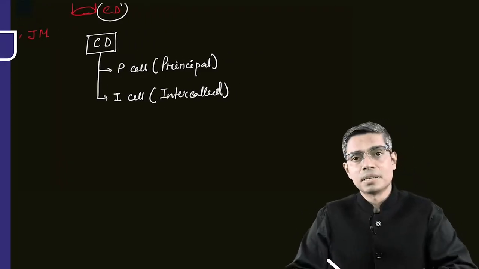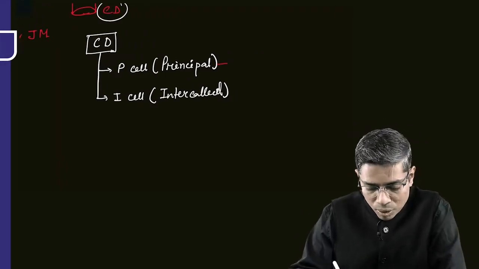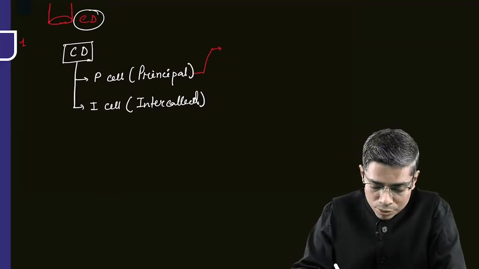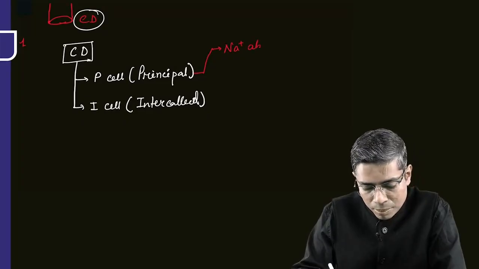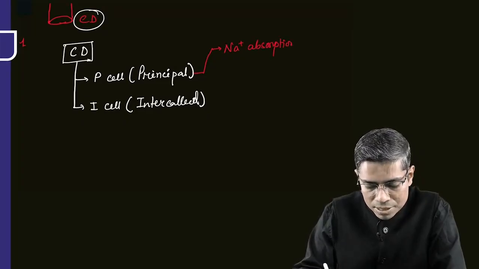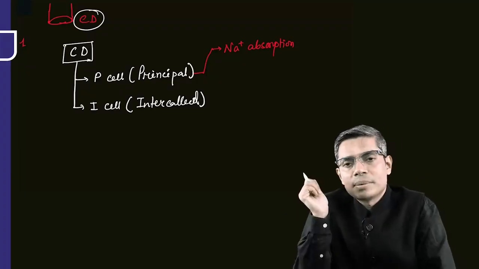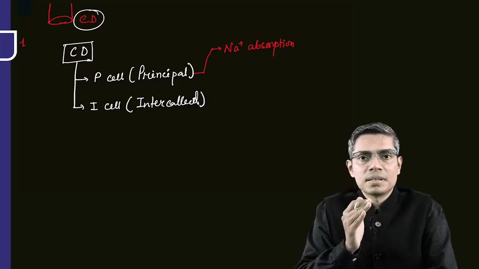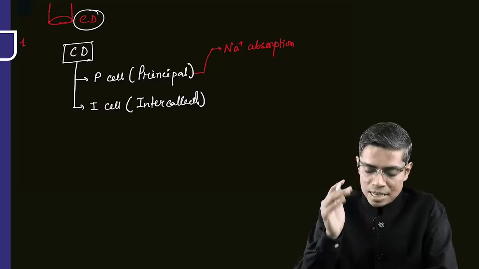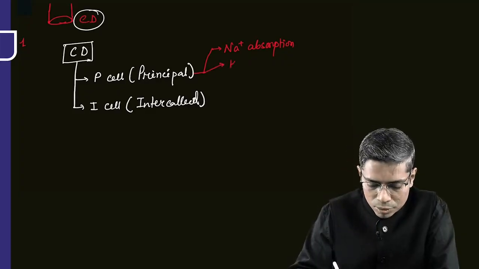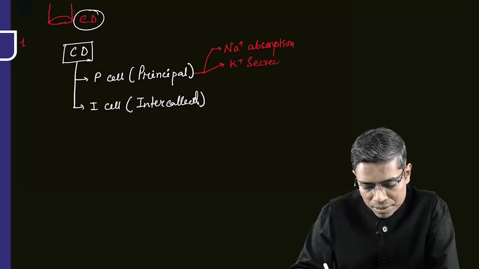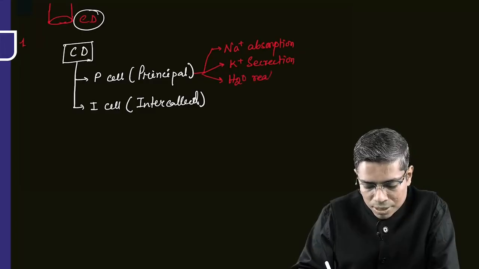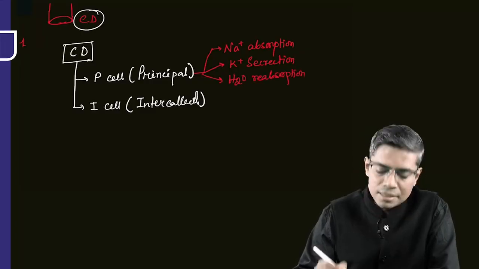So this principal cell or the P cell, it has three important functions, very important for MCQ. This is the cell which is going to absorb sodium at the level of collecting duct. Later on we will discuss the function of this cell in detail during sodium reabsorption. But for the time being, you remember that the principal cell is responsible for sodium reabsorption. Not only that, it is also responsible for potassium secretion, and it is also responsible for water reabsorption at the level of collecting duct, right?